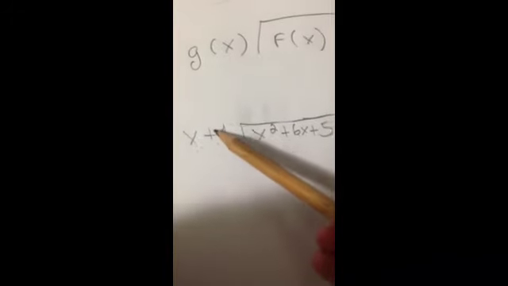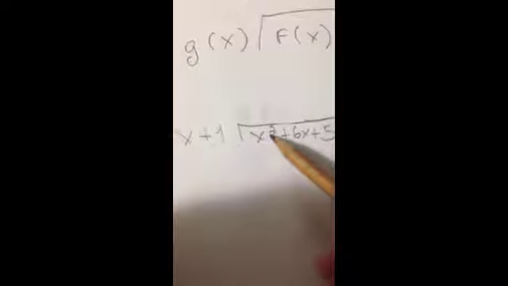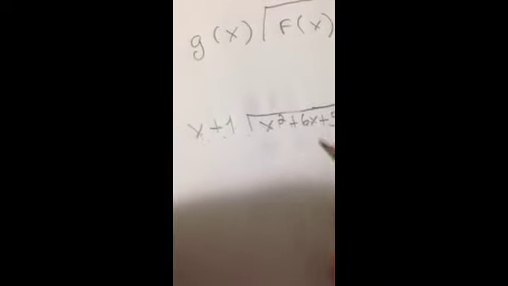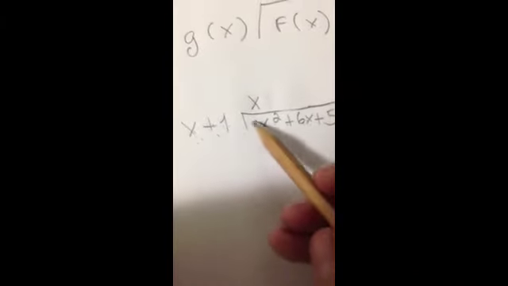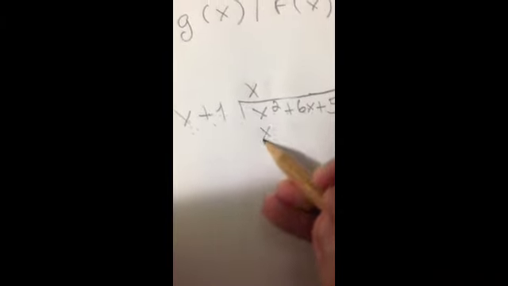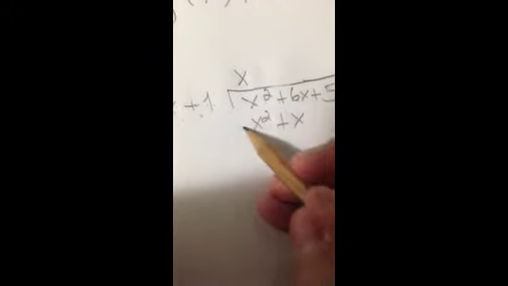Same thing here. What you do is, how many x plus 1s can go into x squared plus 6x? The answer is x. So when you multiply, it goes x squared plus x, because it's 1x, and same thing as x. Again, you subtract.